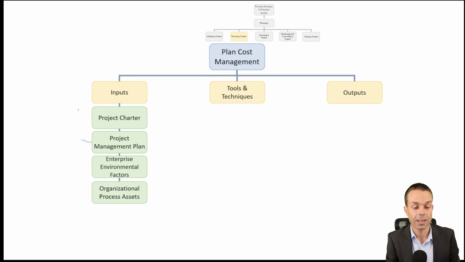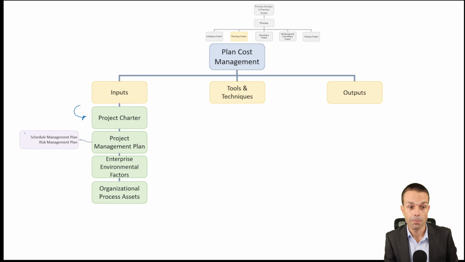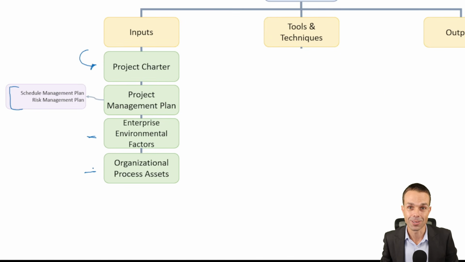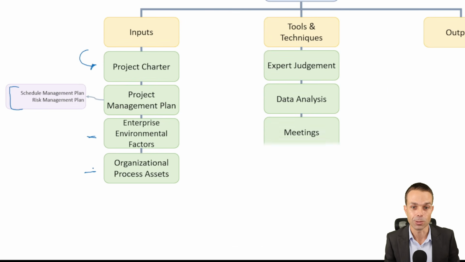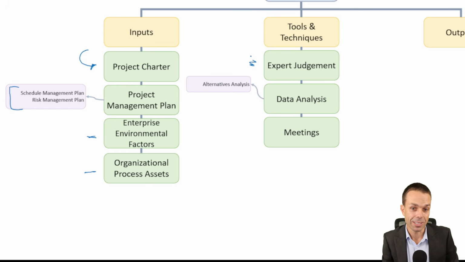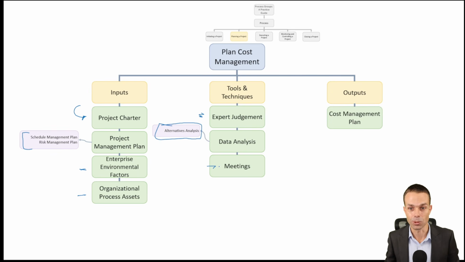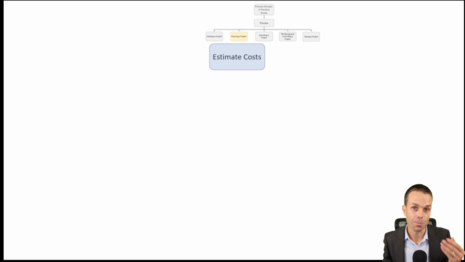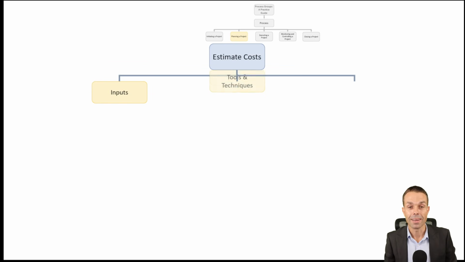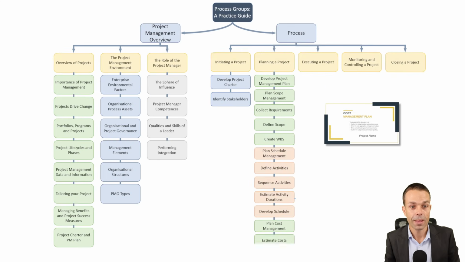And the inputs for this are our project charter, so the initial high-level cost that we had in mind, the project management plan, and of course our EEFs and OPAs. Well, we're always going to see those, I think, lots and lots of those every process that we see. Expert judgment is the other thing that we're going to see a lot of, and data analysis for our tools and techniques. So alternatives analysis, do we have different ways of managing our cost? And meetings to tie it all together as always. The output for this one is our cost management plan, the process for how we're going to manage cost on our project.